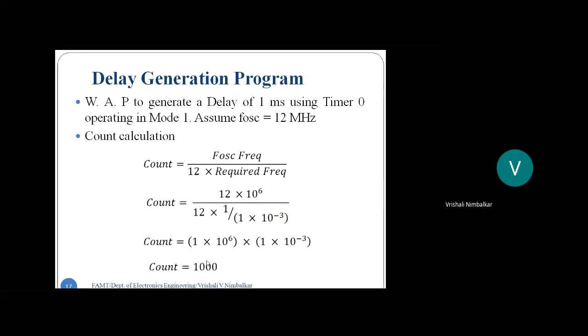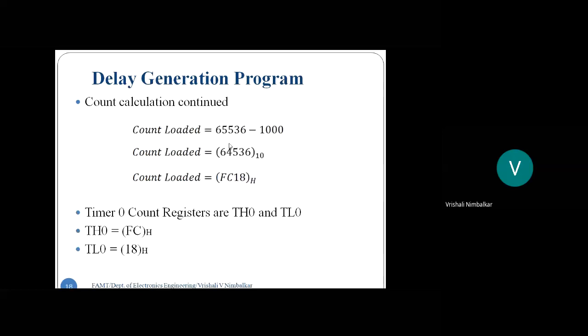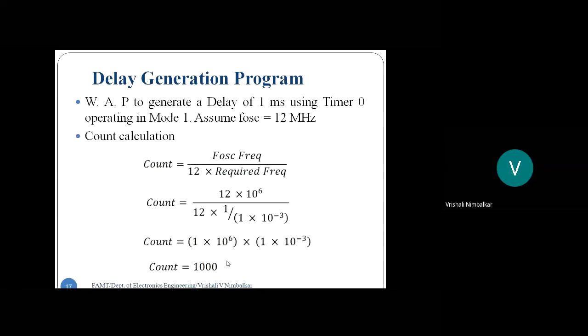calculation 1000. Right? Since the timer counters in the 8051 microcontroller are up counters, that 1000 indicates that when we count 1000 pulses of a 1 megahertz square wave, we are going to get a delay of 1 millisecond. Correct? So that is the meaning of that count calculation. The count calculation came as 1000. That indicates when we count 1 megahertz square wave 1000 times, we will get a delay of 1 millisecond.